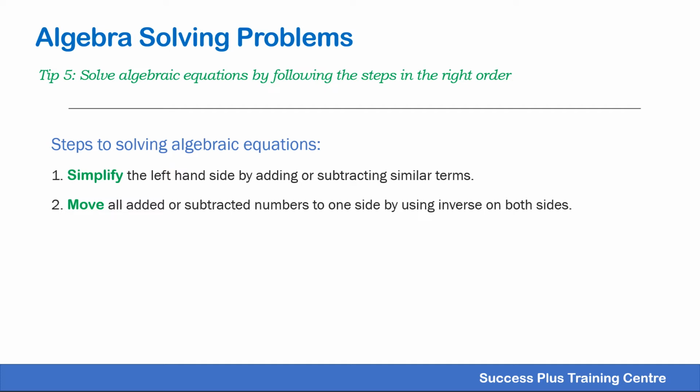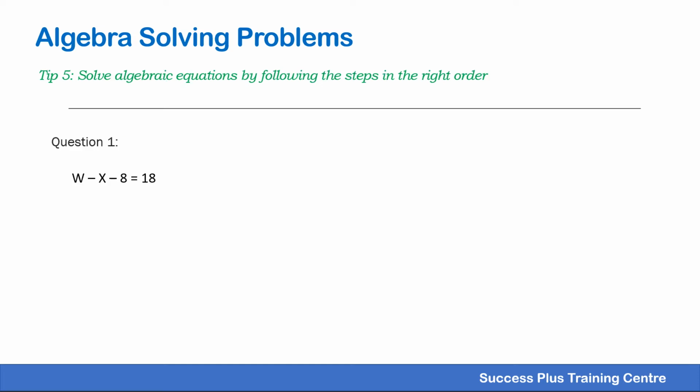The next step is to move all added or subtracted numbers to one side by using inverse on both sides of the equation. Let's use the previous question to clarify this step. w take away x take away 8 equals 18. The two numbers I have in this equation are minus 8 and 18. I need to move those two numbers into one side, and this side should be different to the side of the missing information. And the missing information I have is w and x. This means I need to move minus 8 from the side of the missing information, w and x, to the other side, which is the side of the number 18.